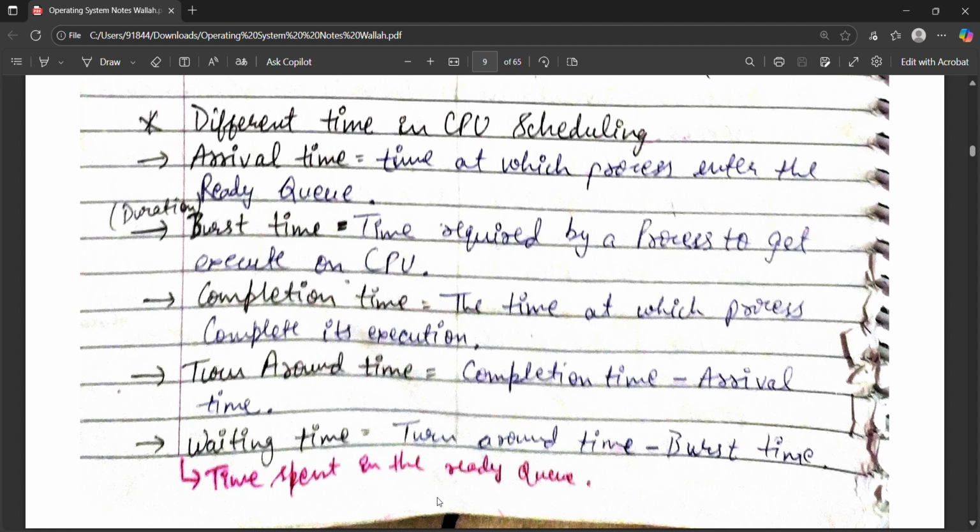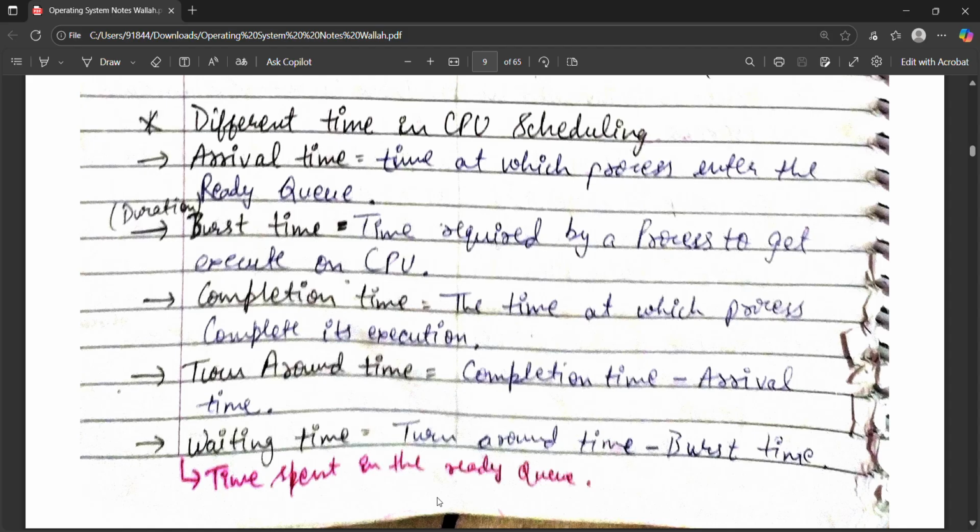Okay, burst time. Burst time is mentioned as a time, but it is not a time. There is a difference between time and duration. Duration is like we say half hour duration, one hour duration, two hour duration. In one hour duration we have 60 minutes. So duration is one thing, time is another thing.